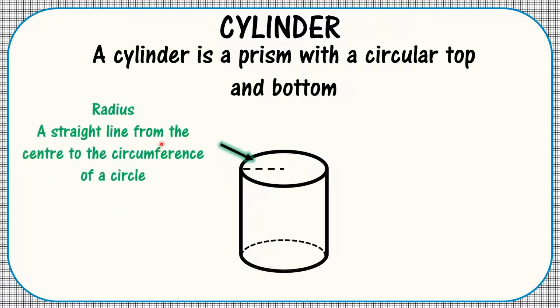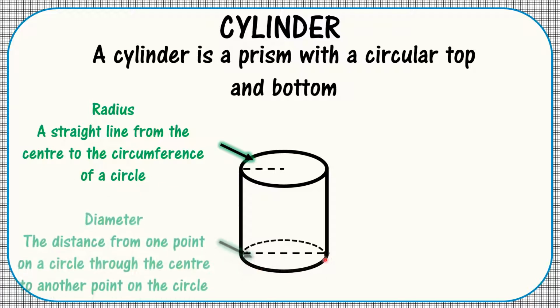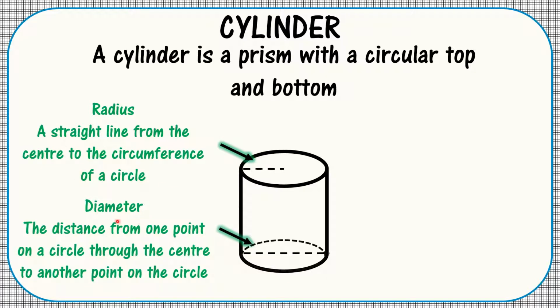This line here indicates a radius. A radius is a straight line from the center to the circumference of a circle. This line at the bottom indicates a diameter, and the diameter is the distance from one point on a circle through the center to another point on the circle. What you need to understand is that the radius is half of the diameter. So for example, if the diameter was 10 centimeters, the radius will be half of that, which would be 5 centimeters. So you need to remember that the radius is half of the diameter.